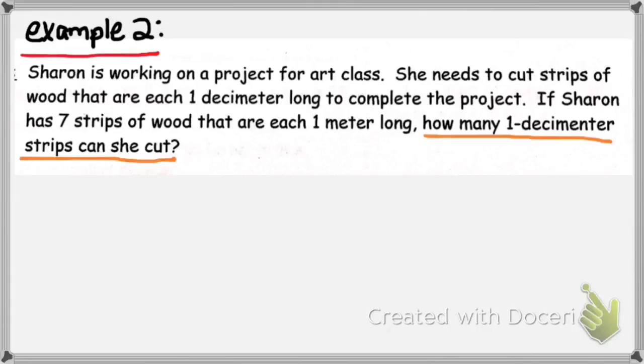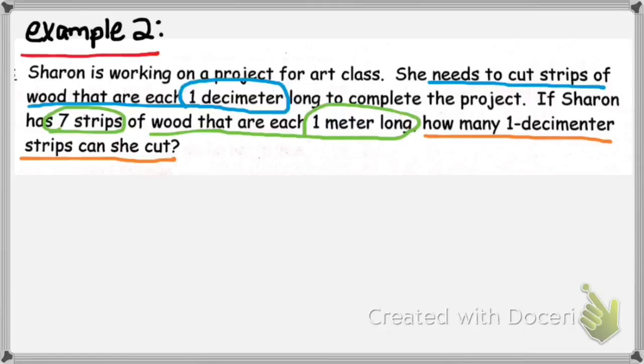How many 1 decimeter strips can she cut? Now find what we know. We know that she has 7 strips, and we know that each strip is 1 meter long. We also know that she needs to cut strips of wood that are each 1 decimeter long. So let's focus on the green portion first. She has 7 strips of wood that are each 1 meter long.